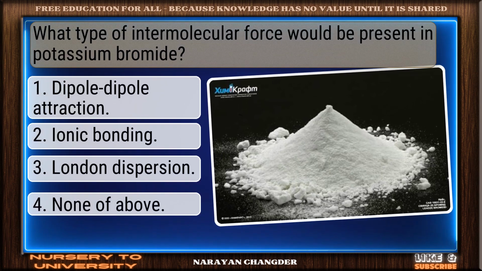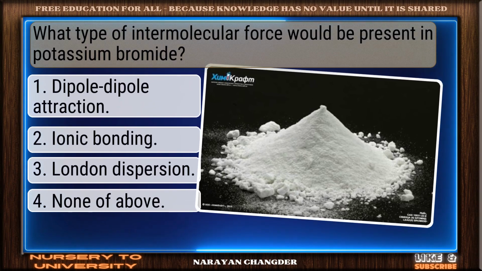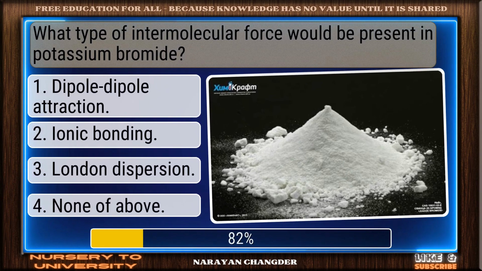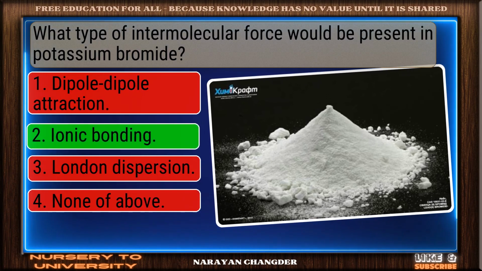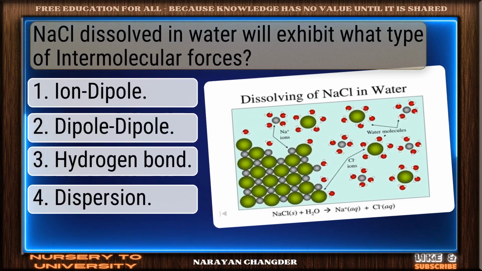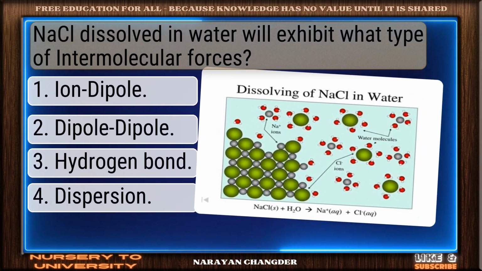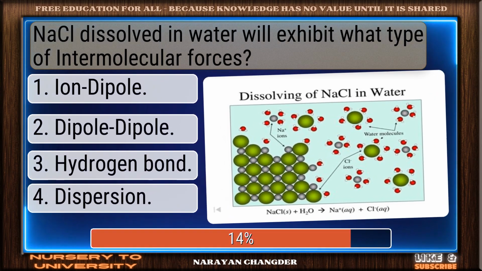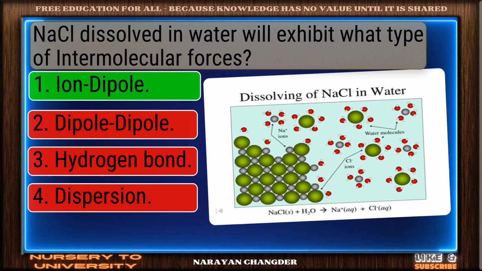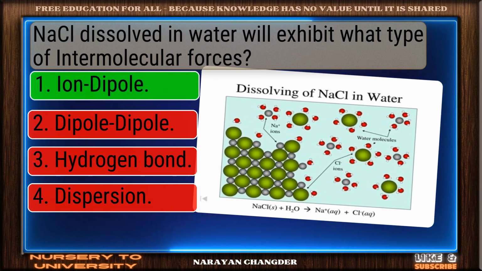What type of intermolecular force would be present in potassium bromide? Well done. Ionic bonding is the right choice. Nickel dissolved in water will exhibit what type of intermolecular forces? Correct. Ion-dipole is the right answer.